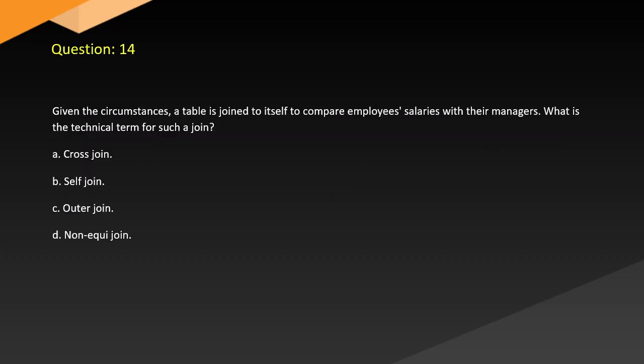Question 14. Given the circumstances, a table is joined to itself to compare employees' salaries with their managers. What is the technical term for such a join? A. Cross join. B. Self-join. C. Outer join. D. Non-equi-join.